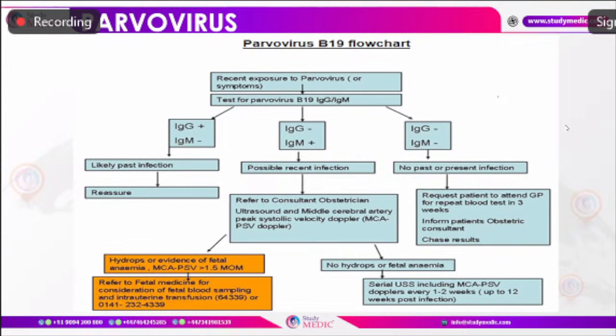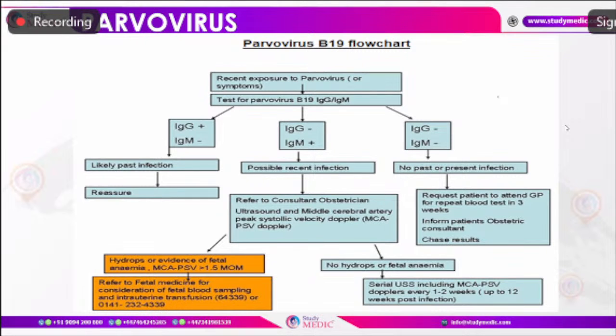If the Doppler shows there are no signs of fetal anemia, then she will be subjected to serial ultrasound every 1 to 2 weeks. And this should be repeated even up to 12 weeks post-infection. However, if there are any abnormalities in the Doppler or in an ultrasound, where we see there is hydrops being developed, then the woman is referred to fetal medicine for consideration of fetal blood sampling and intrauterine transfusion, depending on the degree of anemia.